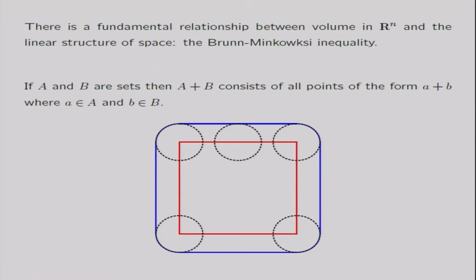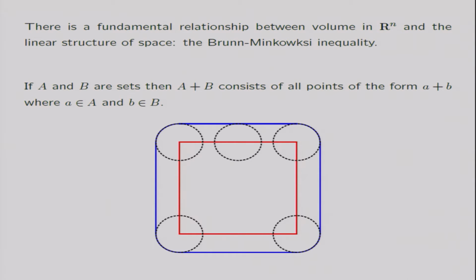And the picture you have in mind is this one I've drawn. So let's say your set A is a red square. I mean, the colour's not so important, it's just to help you see it. So it's a square, and you're going to add to it a disk. B is a disk, okay? Let's say centred at the origin. So how do you add the two sets?